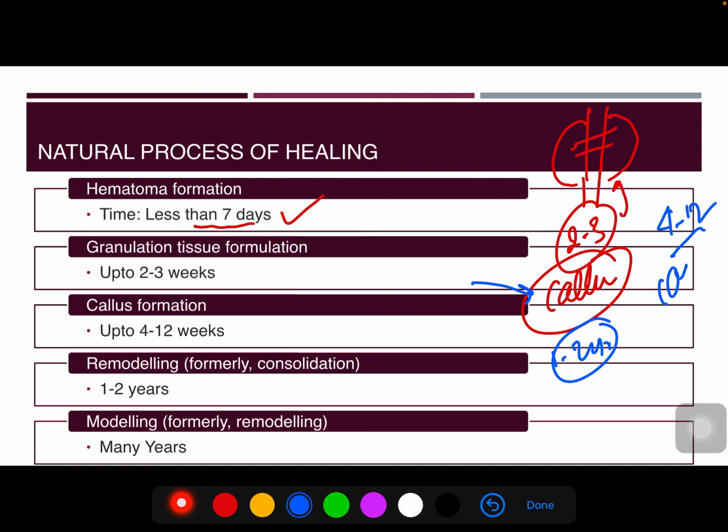Formerly it was called consolidation, but nowadays it is called remodeling. And then modeling requires many years. Formerly remodeling was the name, but nowadays this process is called modeling.